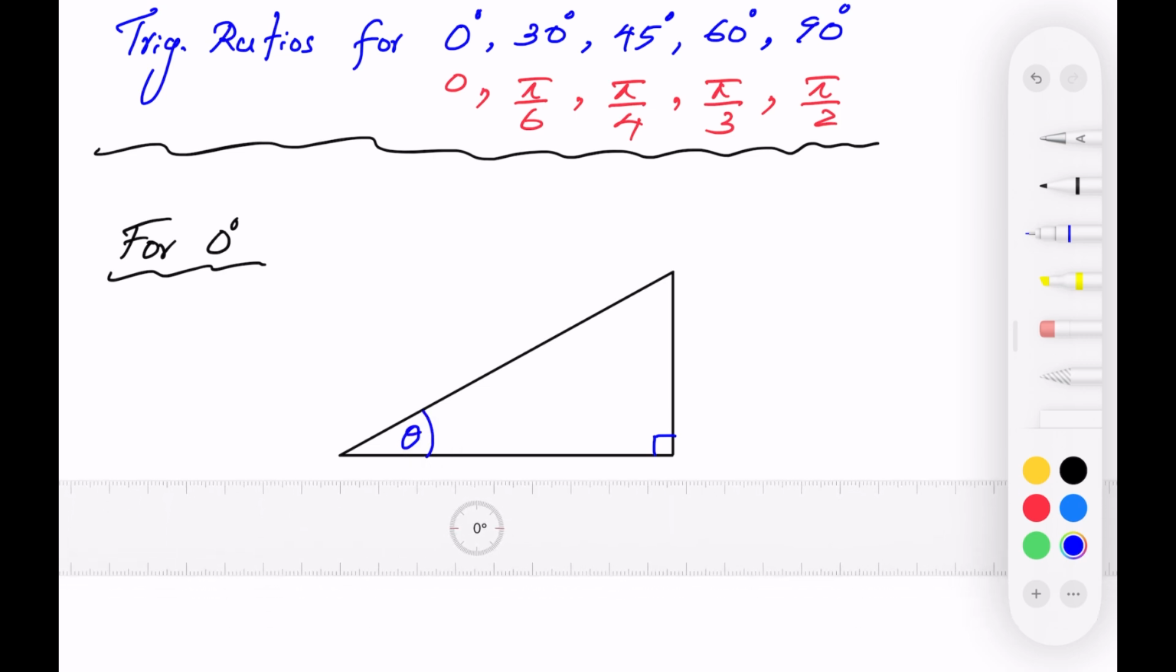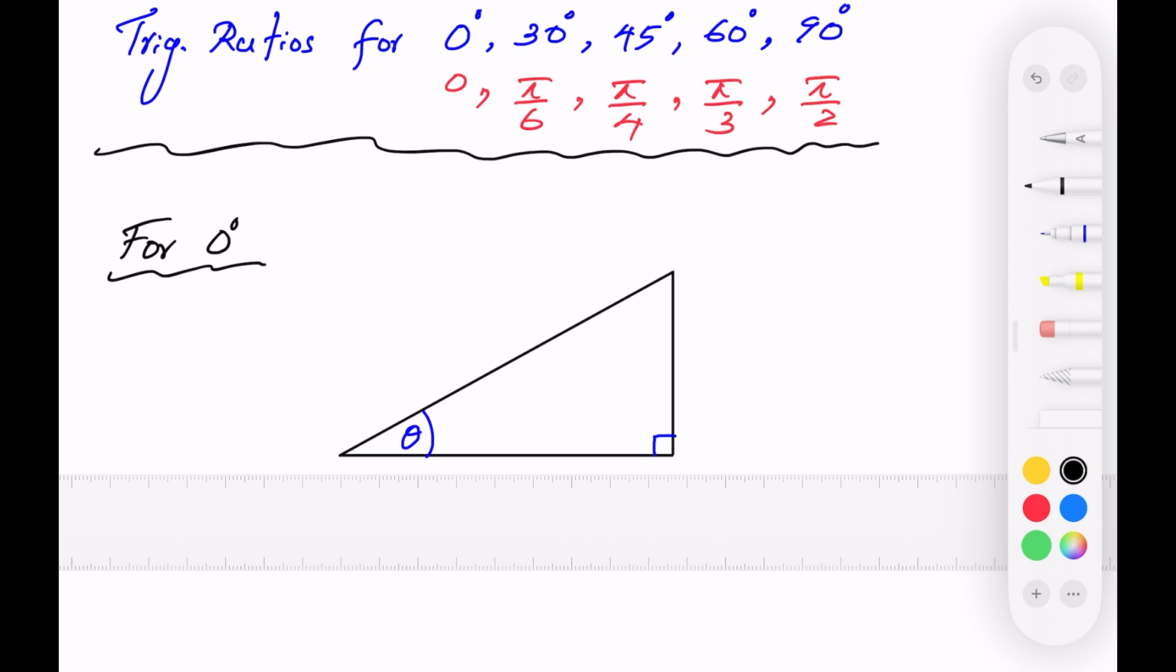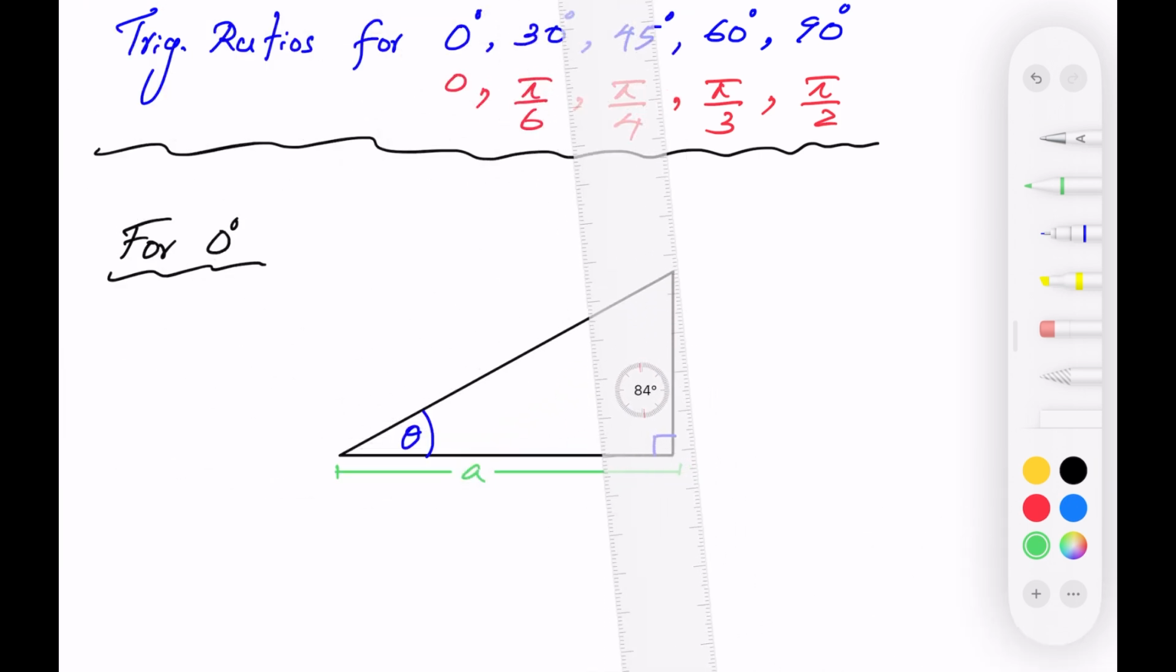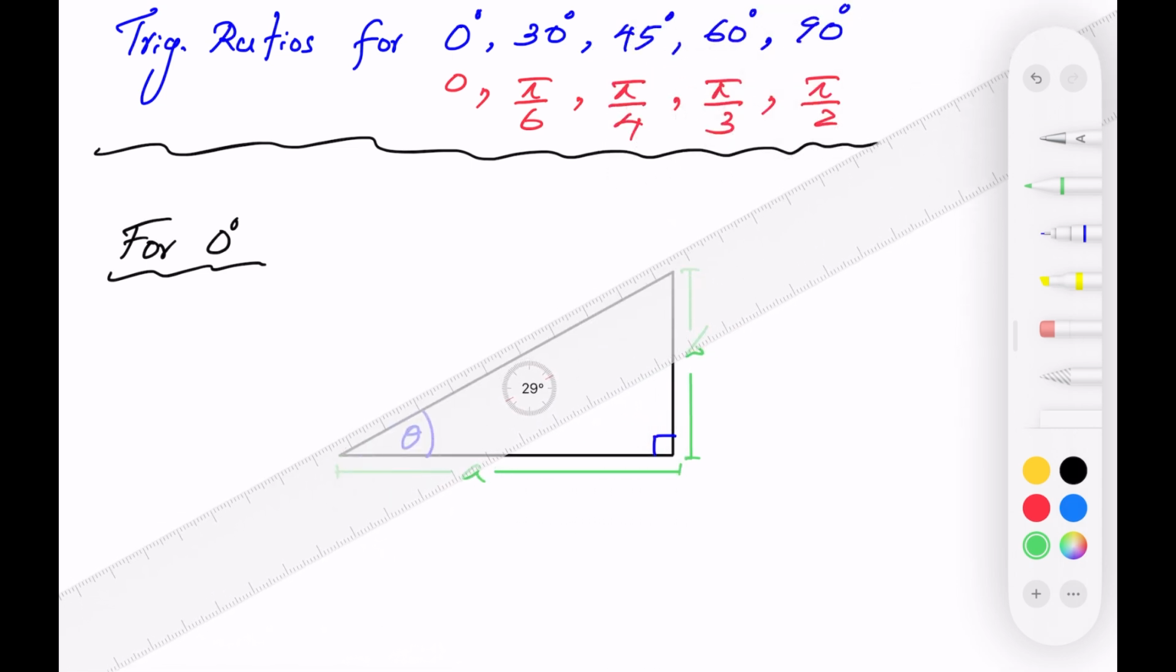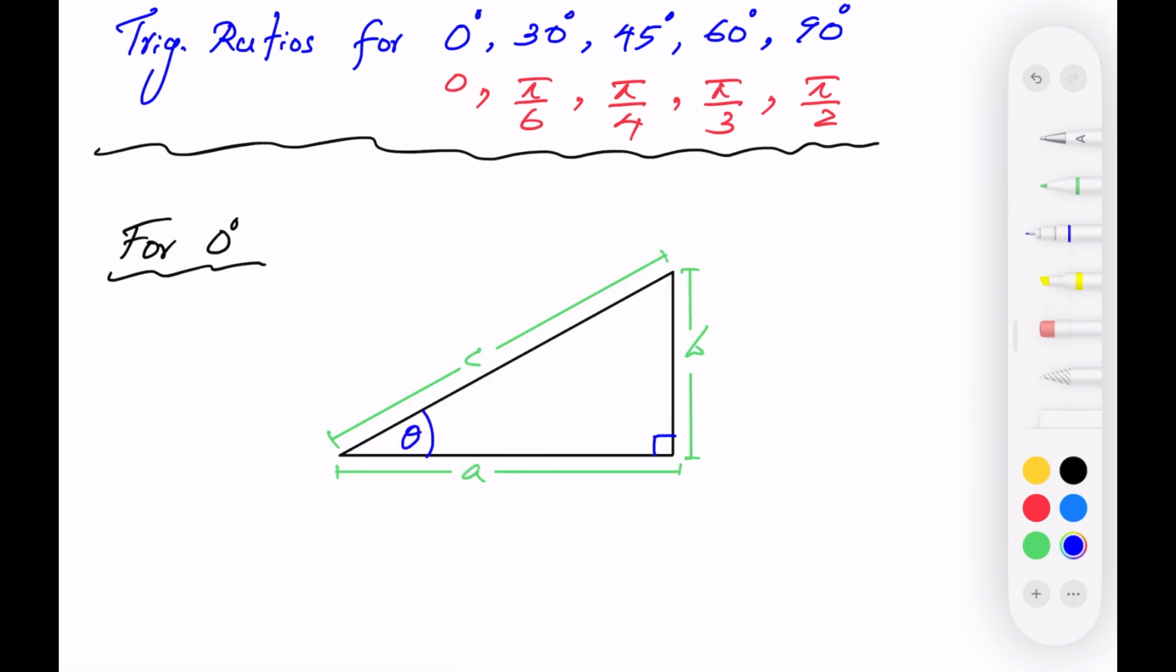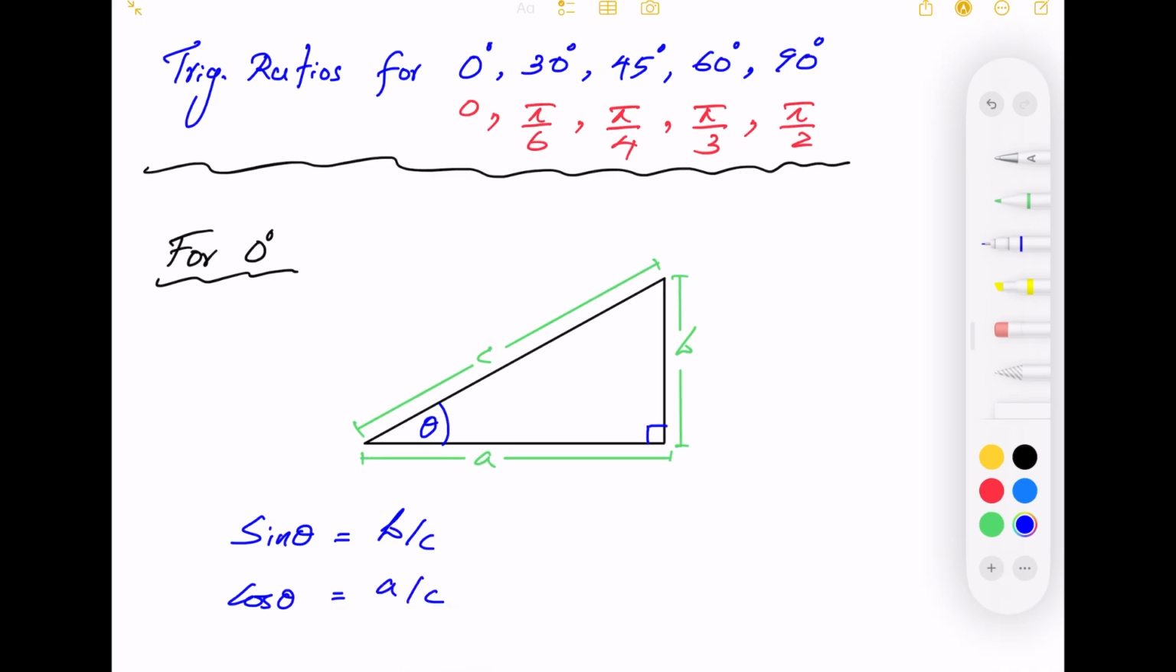and I'm going to label the angle right here as angle theta. Let me assume that this side, which is the adjacent of theta, is of length A. Let me assume that the height of this triangle, or the opposite side of theta, is of length B. Let me assume that the hypotenuse is of length C. We know by definition sine theta is equal to opposite over hypotenuse, which should be B over C. Cosine theta is equal to adjacent over hypotenuse, which should be equal to A over C. Tangent theta, which is defined as opposite over adjacent, should be equal to B over A.